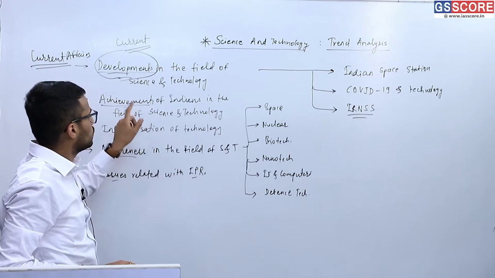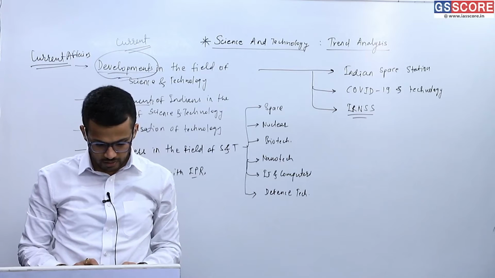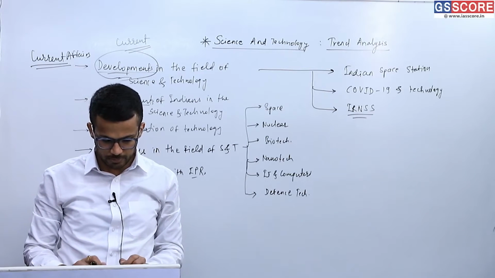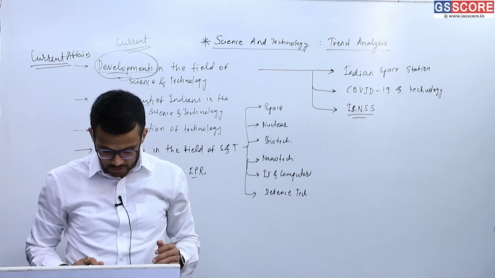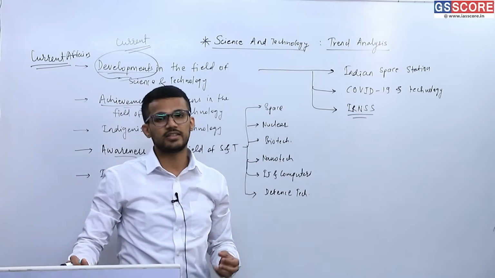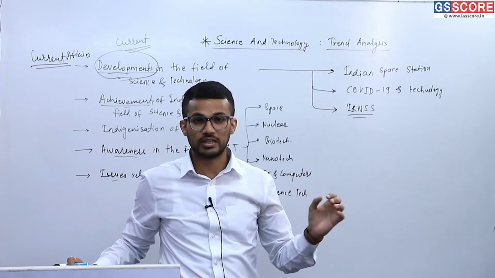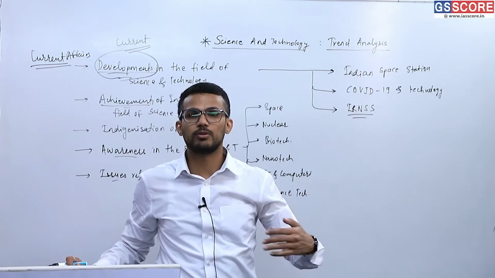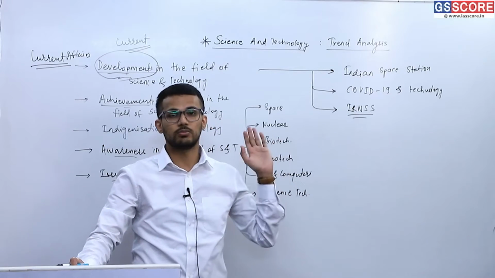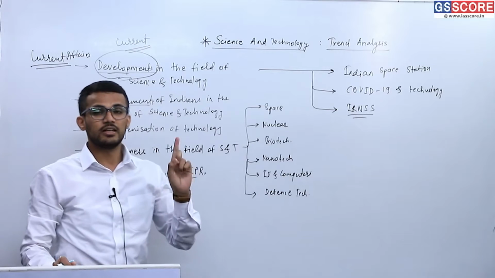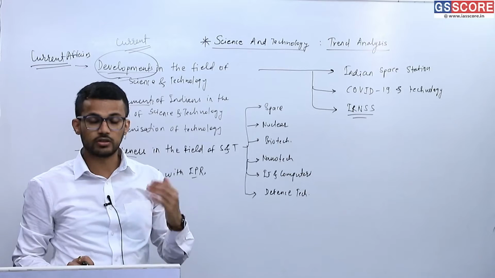Second is achievements of Indians in the field of science and technology. From this particular topic also, there are questions that are being asked, especially in 2018 and 2019's examination. Earlier, this topic was untouched by UPSC for initial 4 to 5 years when the syllabus was changed. Syllabus was changed in 2013, and no question was asked from this particular topic, achievements of Indians, till 2018.